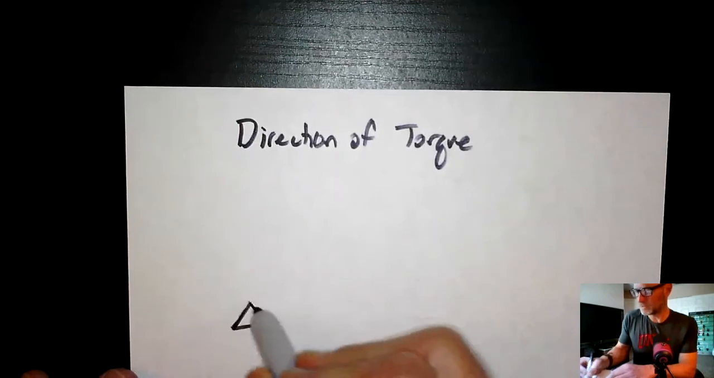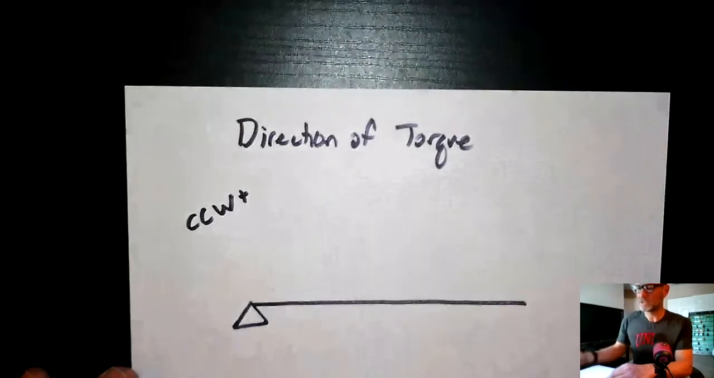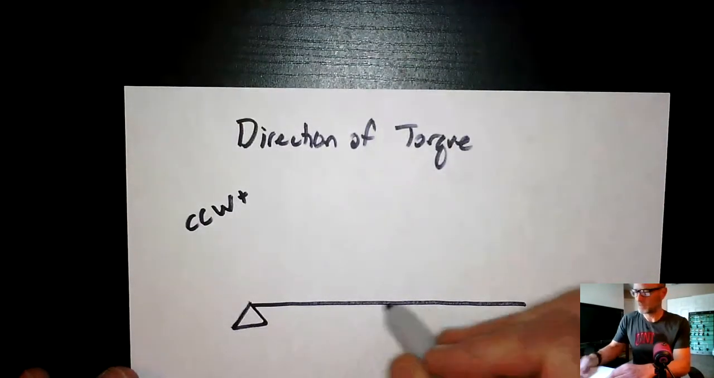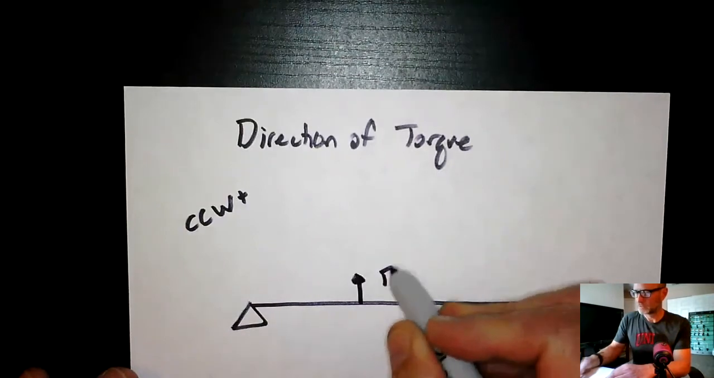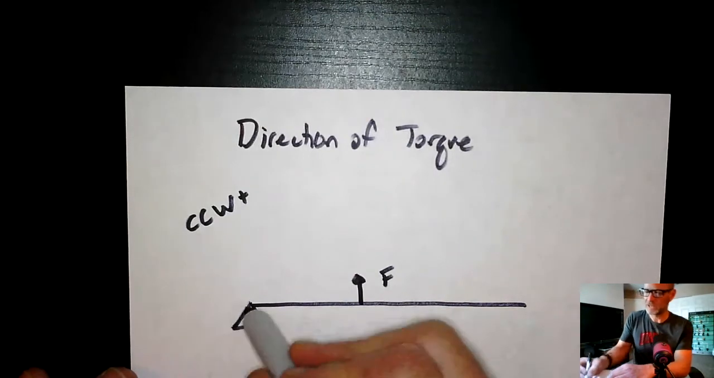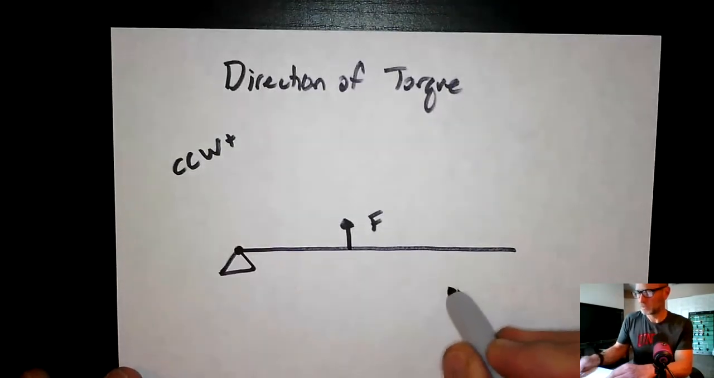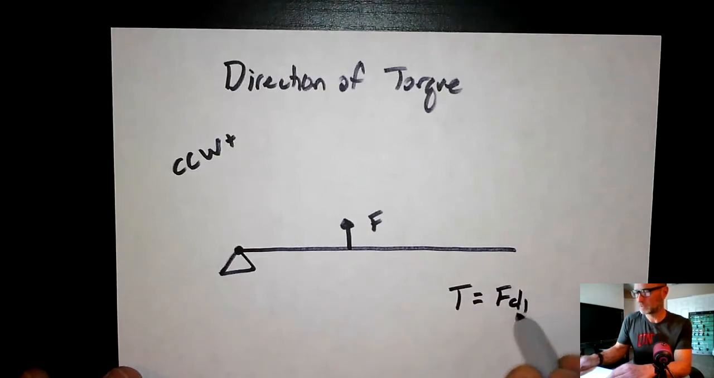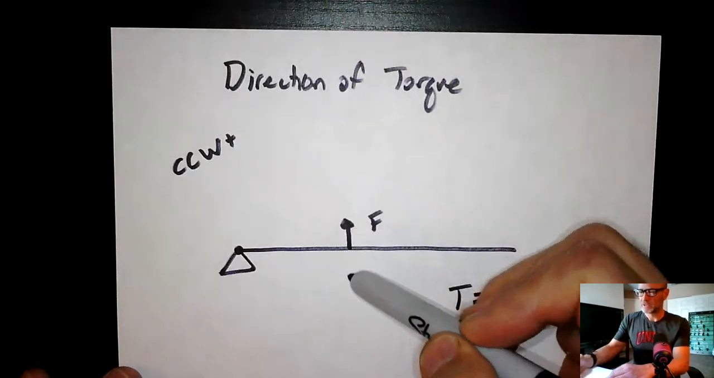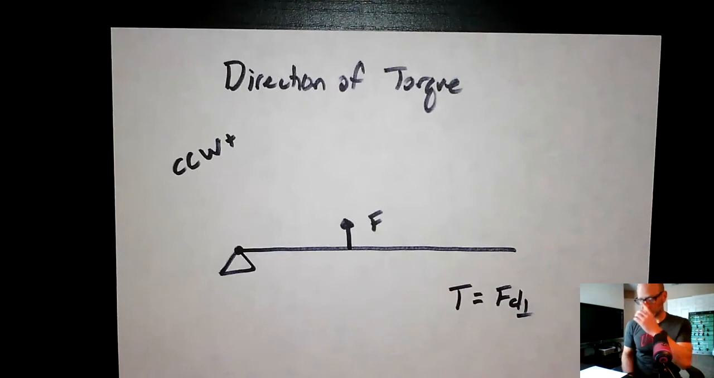So let me draw a lever system out like this. We're going to use the counterclockwise rotation is positive reference frame, and I'm going to put a force right here. That force is going to tend to cause rotation about this axis of rotation. Now, to calculate the magnitude of the torque, we would use this equation, T equals F d perpendicular. We already know the moment arm, that's the straight line distance between the line of application of the force and the axis of rotation, the shortest distance between those two. I'm not going to talk about that here, there's another video on that.